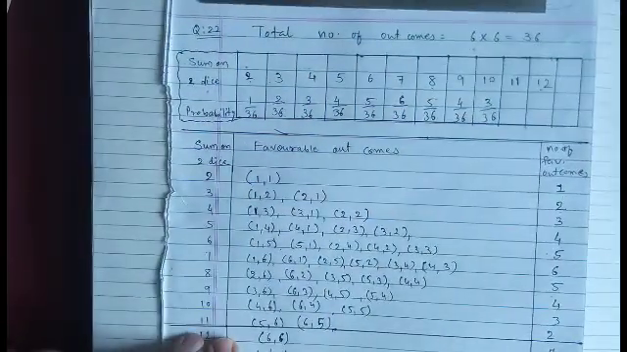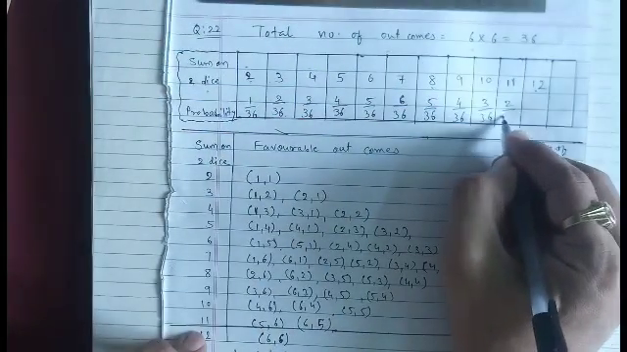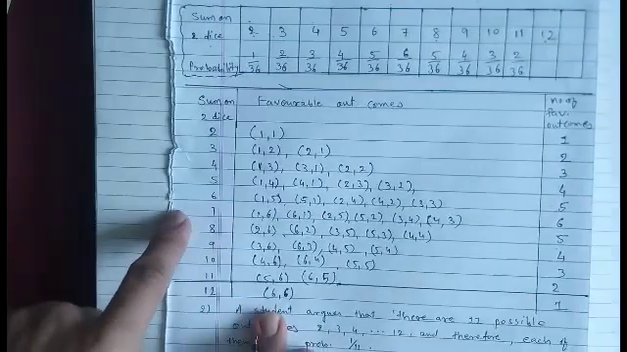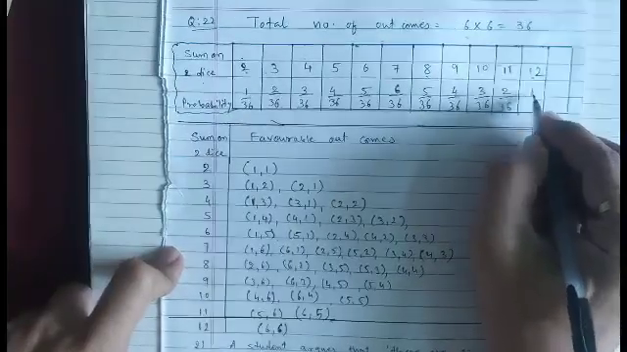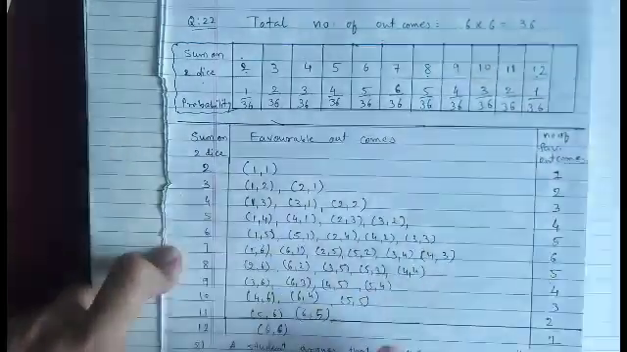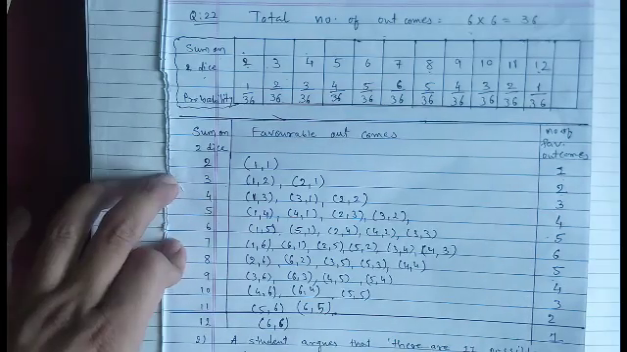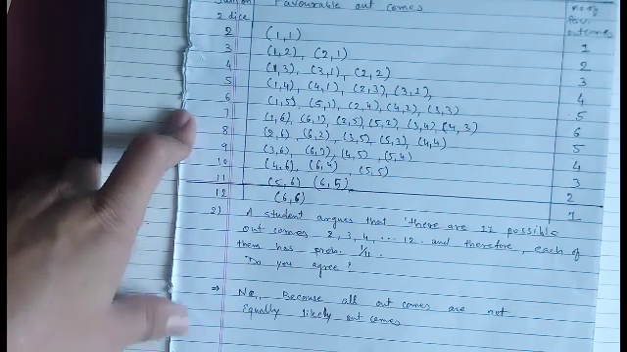Then to get sum 11, the number of possible outcomes is 2, so the answer will be 2 by 36. And to get 12, the number of possible outcomes is 1, so the answer will be 1 by 36. So these are the probabilities for the different possible outcomes. Now in the same question there is a second question.